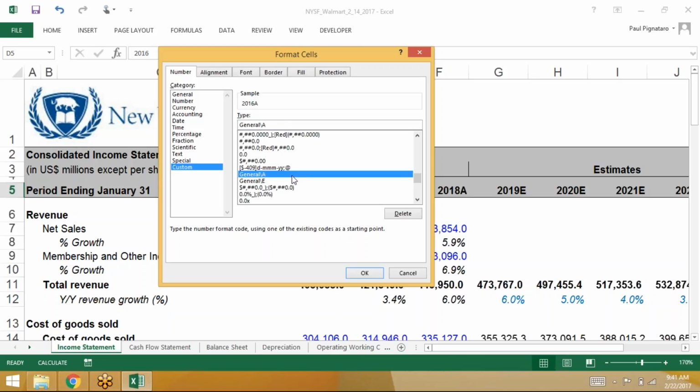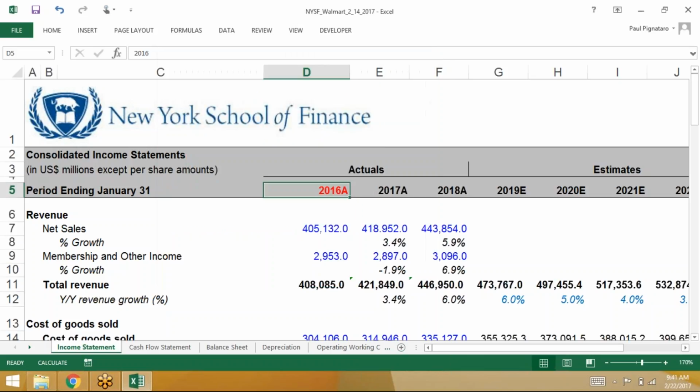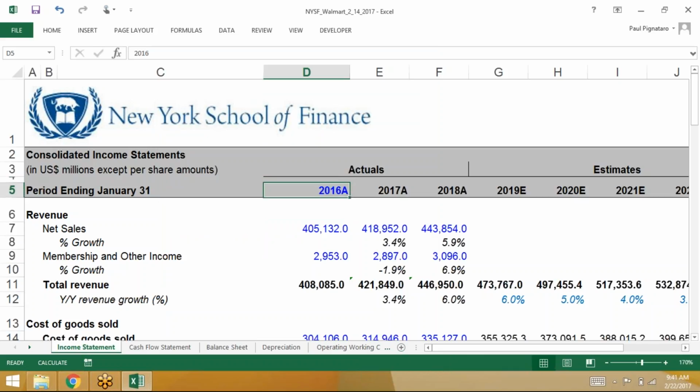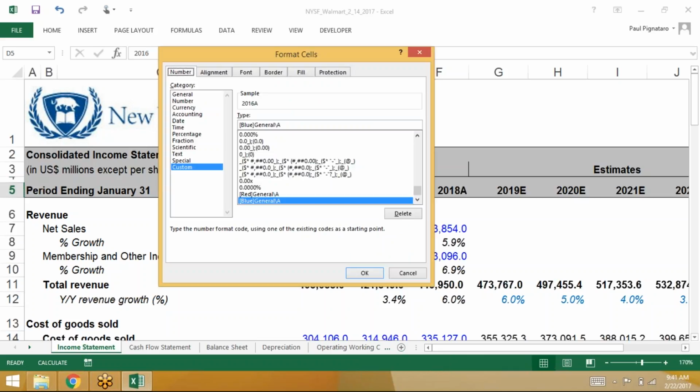What you can also do is you can do things like adding colors to formats. So if I want this cell always to be red, I'd put in brackets red. Okay, it comes up red, right? Or I can make it blue or yellow, right? Blue, right? Or yellow. Okay.